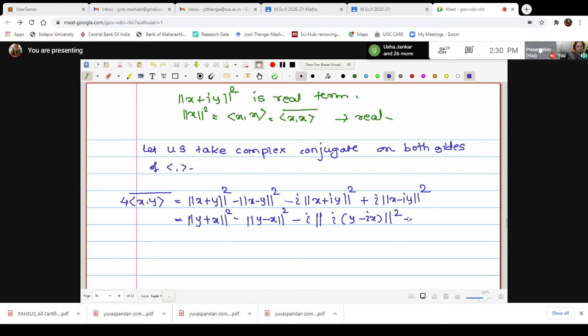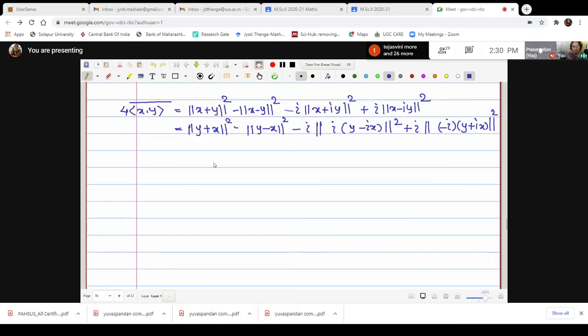Okay, same thing we will do for the last term: I will take minus i common. Therefore we will remain with y plus ix. What we have done? We have tried to adjust all the terms, y first and x later, because our aim is to prove that this is an inner product of y with x. Okay, now let us check what will happen.